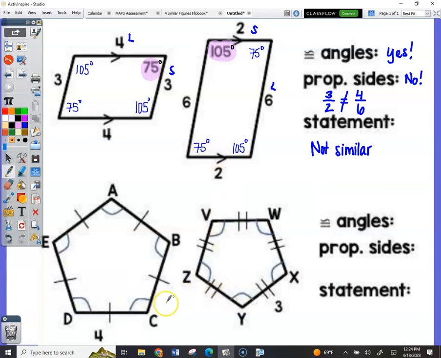All right, let's move to this one right here. Here's another one of these where you have to be careful. Actually, this is the exact same from the other problem. So, are the angles congruent? Yes. And are the sides proportional? Yes. So they are similar, and we've already said that it's A, B, C, D, E must be similar to Y, Z, V, W, X.